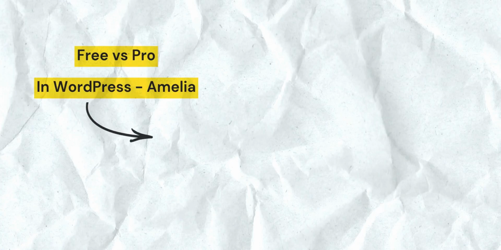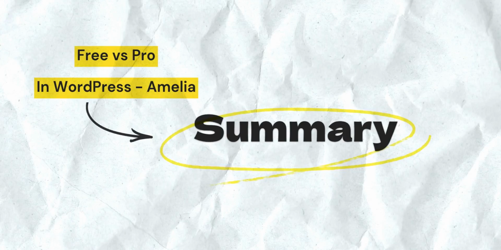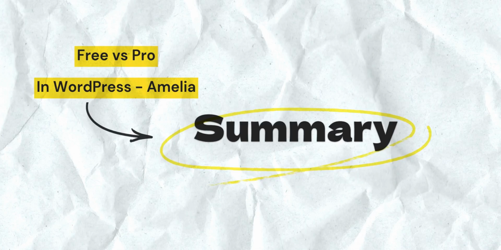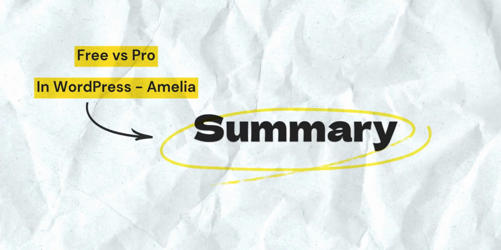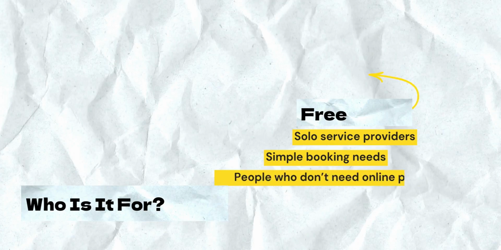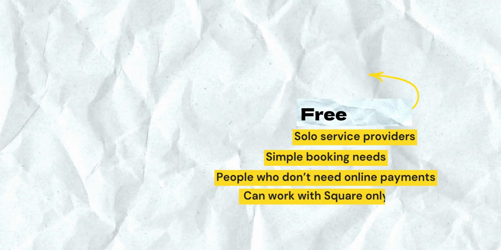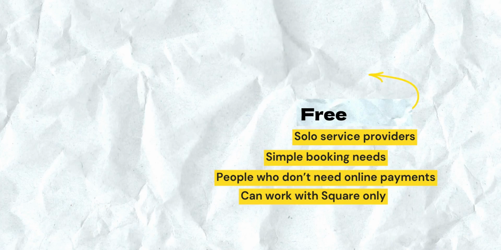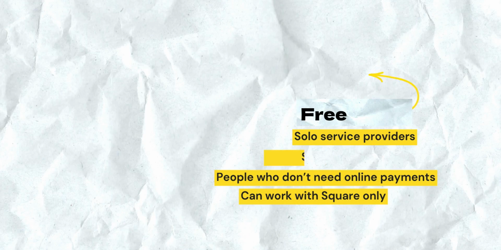Now let's do a quick summary to understand the final differences between the free and the pro version. To understand that, we also have to comprehend who the free and the pro version are for. The free version is great for someone who provides a solo service, has simple booking needs, and doesn't need online payments or can work with Square only.